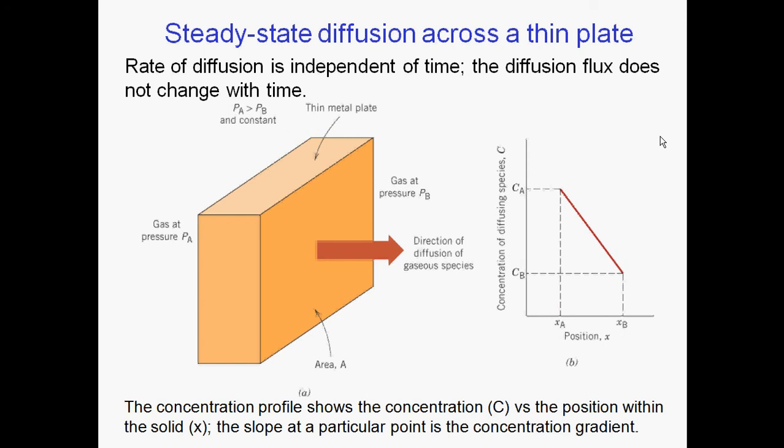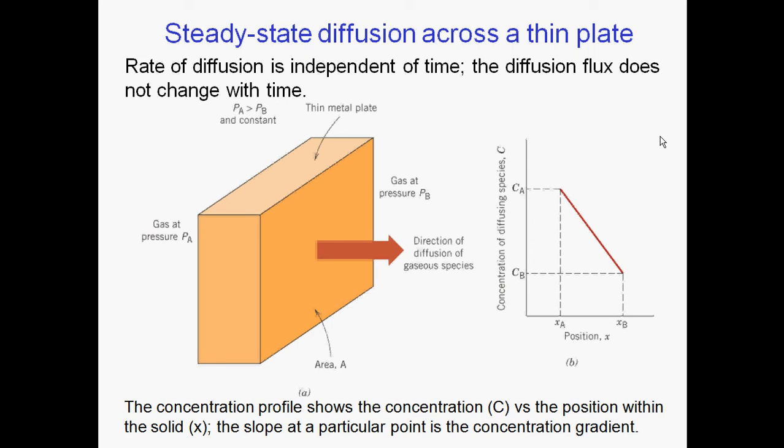Now consider steady state diffusion across a thin plate. Steady state means the rate of diffusion is independent of time. That is, the flux does not change with time. On the left hand side we see the actual process: the gas on the left of the slab is maintained at a pressure PA, and on the right hand side the gas is at a partial pressure PB, and the gas is diffusing through a thin metal plate. PA obviously has to be greater than PB in order for the gas to diffuse through the plate.